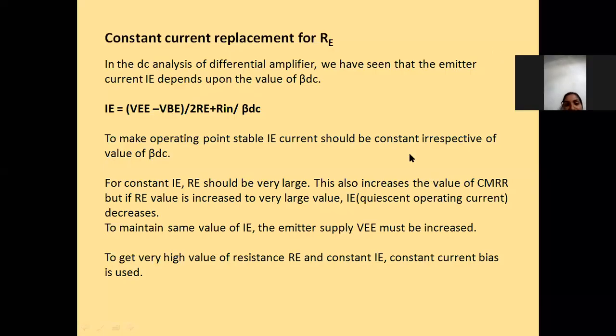So now the second topic is constant current replacement for RE. And as you know, this RE is nothing but the resistor connected across the terminal of the transistor, that is emitter. Okay. So in the DC analysis of differential amplifier, so already we studied differential amplifier, and there we observed that emitter current IE depends upon beta.